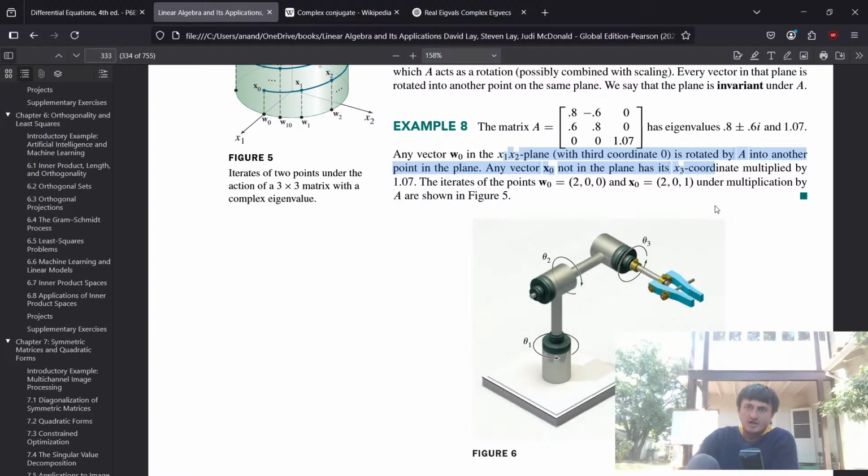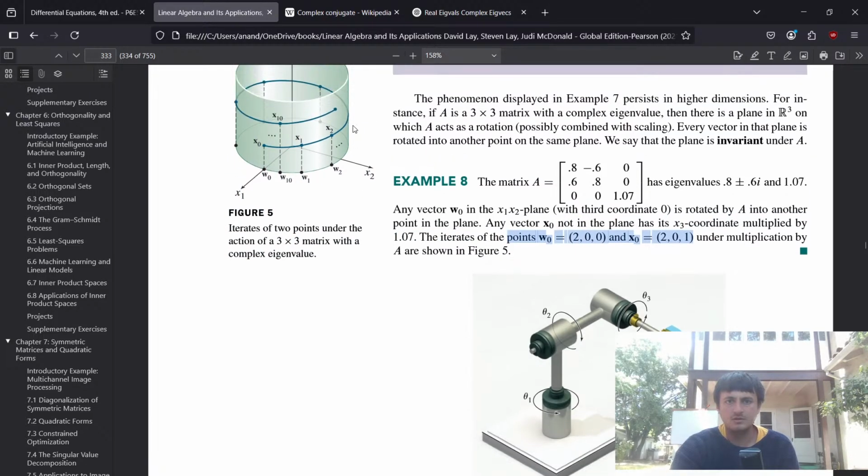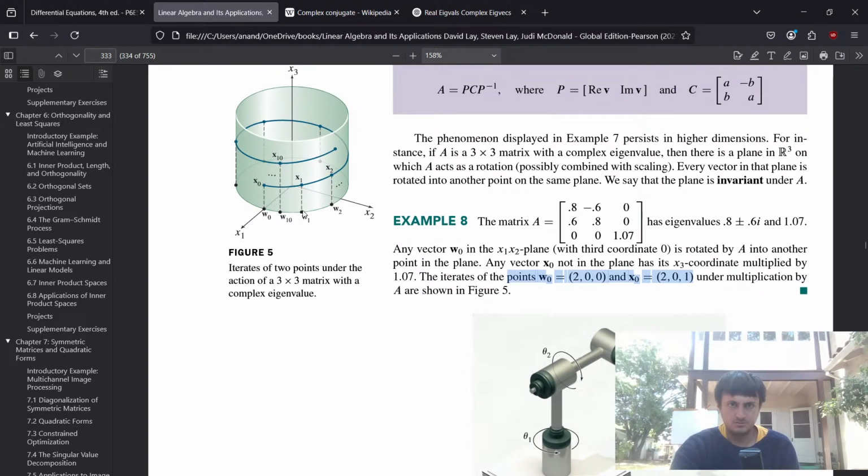Any vector x0 not in the plane gets scaled. The iterates of the point w0 equal to 2, 0, 0, and... but because of the zeros here, there's no interaction really. Man, understanding even just the 3x3 matrix is pretty hard to do.